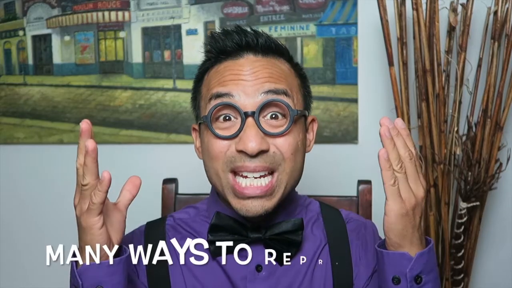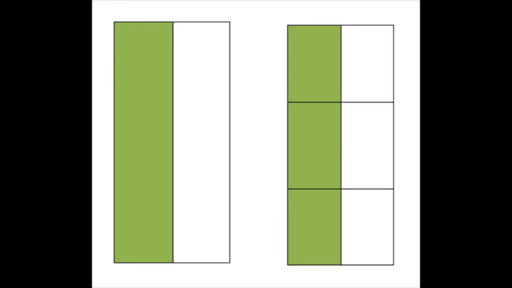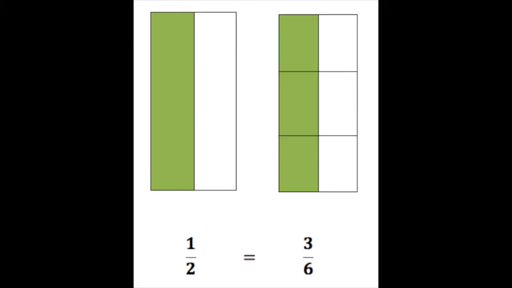Let's shade in 1/2 of a rectangle. 1 out of 2 pieces of the rectangle are shaded. There are many ways to represent 1/2. For example, we can break the same exact rectangle into sixths. How many sixths are shaded? Exactly, 3/6 are shaded, because 1/2 is equivalent to 3/6.